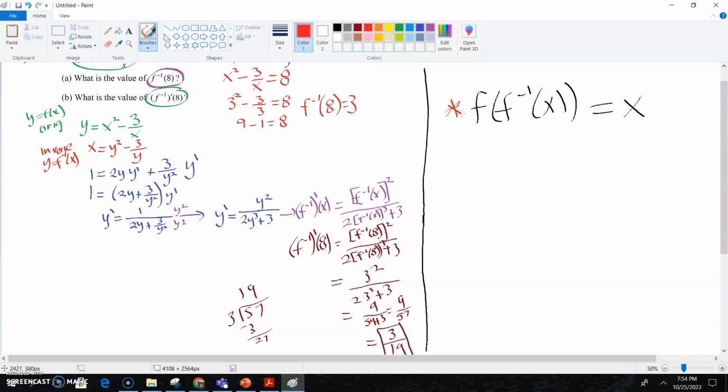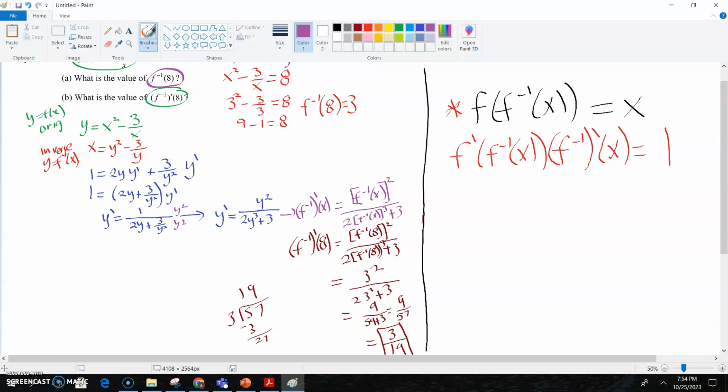So I'm going to take the derivative of the left-hand side, and that's going to give me f prime, derivative of the outside function, keep the inside function, times the derivative of the inside function. So that is f inverse prime of x. And then the derivative of the right-hand side, or x, is 1.